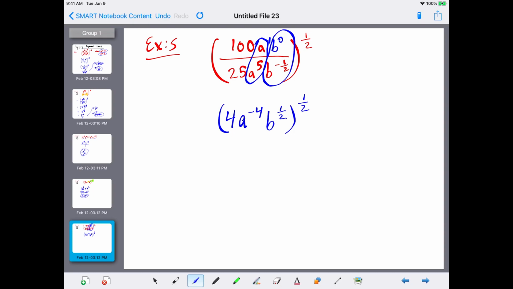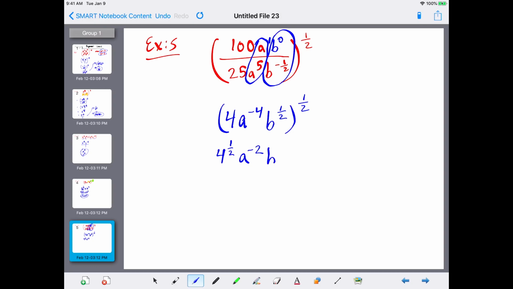Now we're left with something that we had in the last question. We have a power of a product again, so we have to apply that 1/2 to every single part of what's inside the brackets. So we have 4 to the 1/2. Then we have a to the -4 to the power of 1/2, so we have to multiply those exponents together. What is -4 multiplied by 1/2, or half of -4? That would be -2.